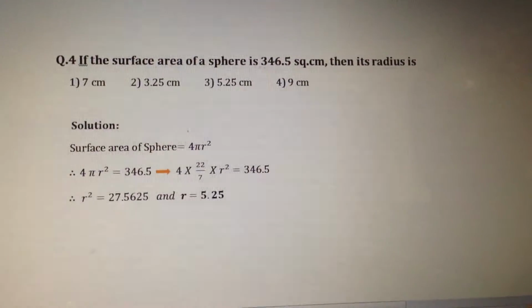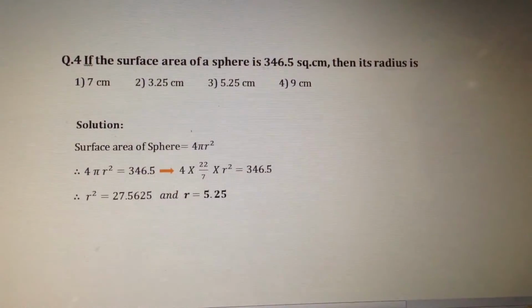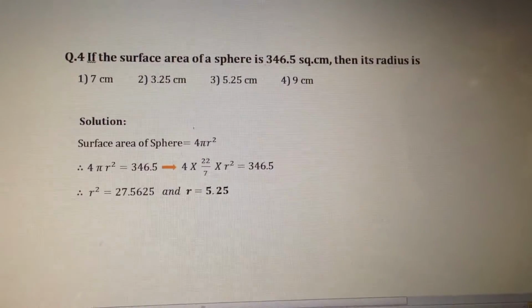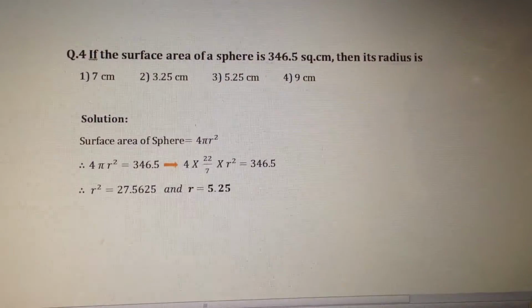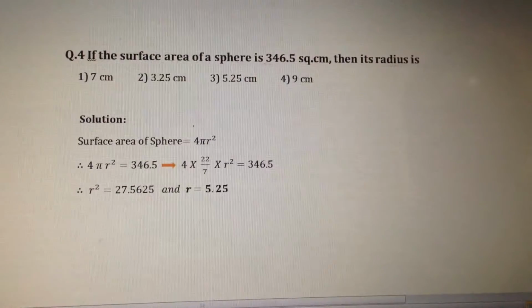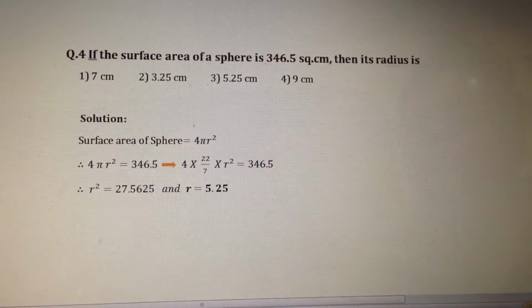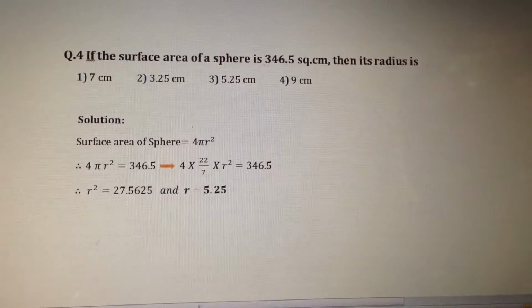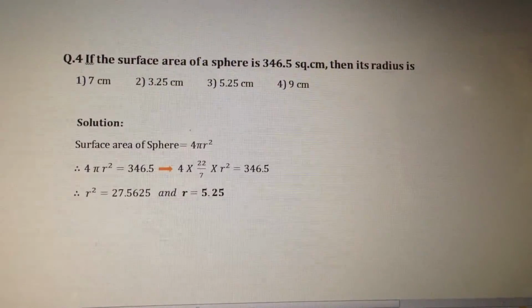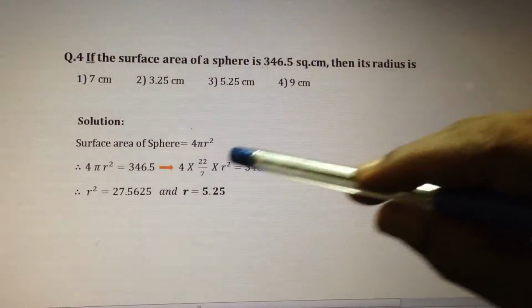Next question. If the surface area of a sphere is 346.5 square centimeters, then find the radius of the sphere. We know the formula to find out the surface area of a sphere. It is given by the formula 4 pi r square.